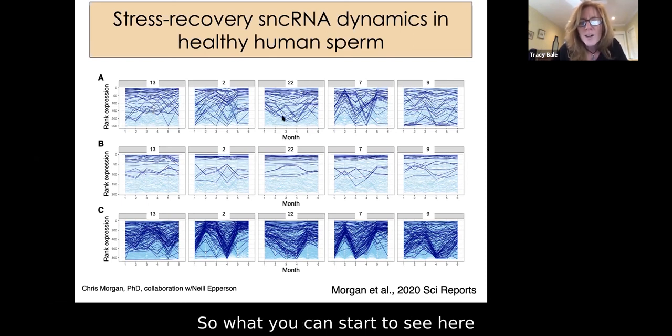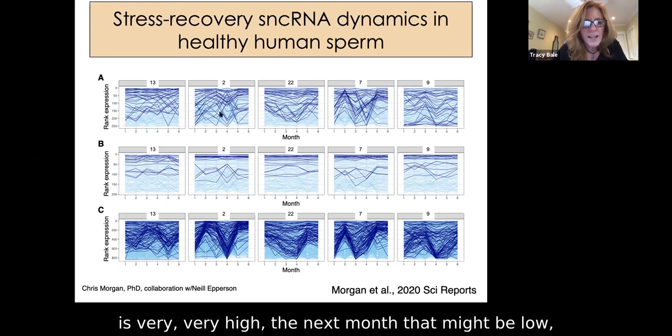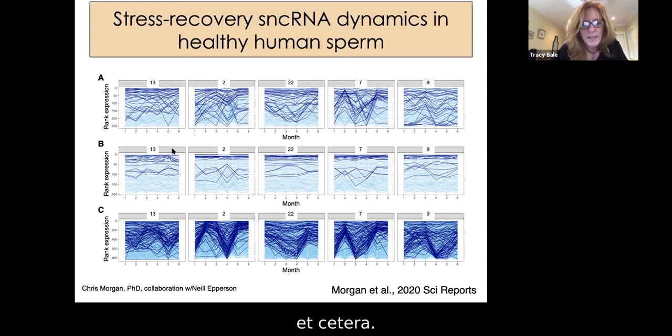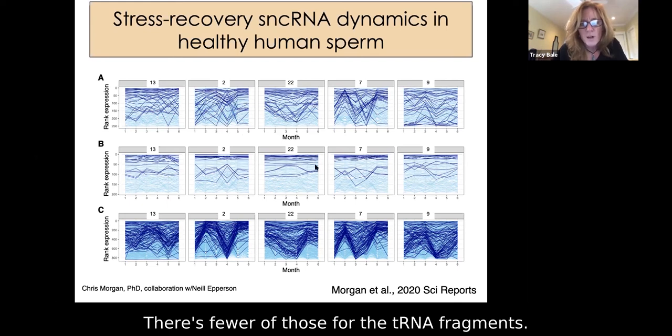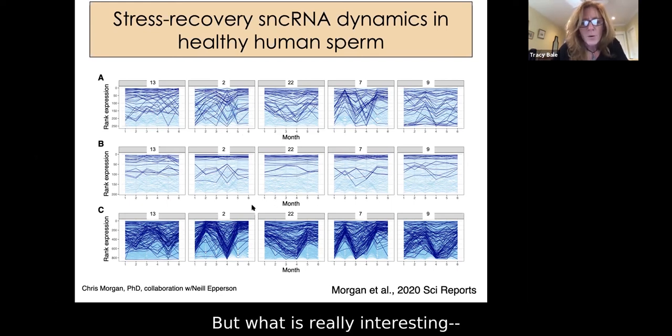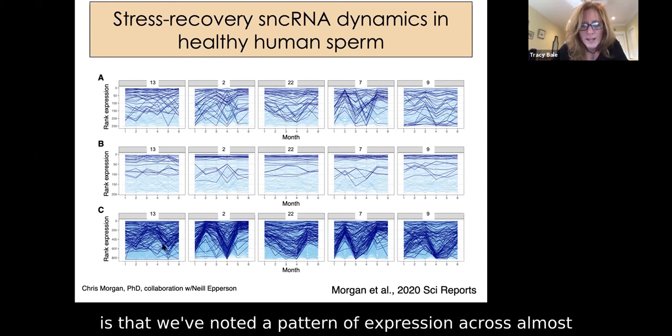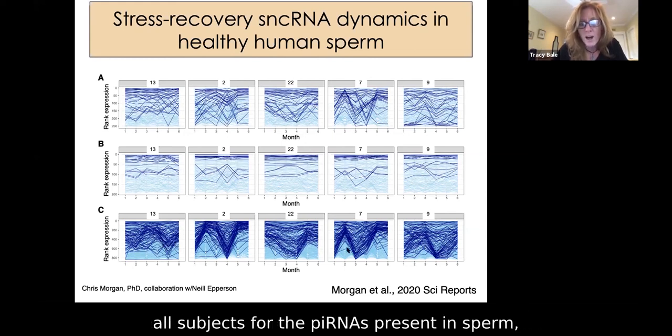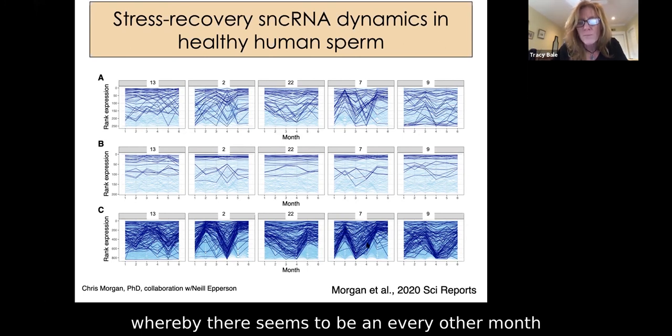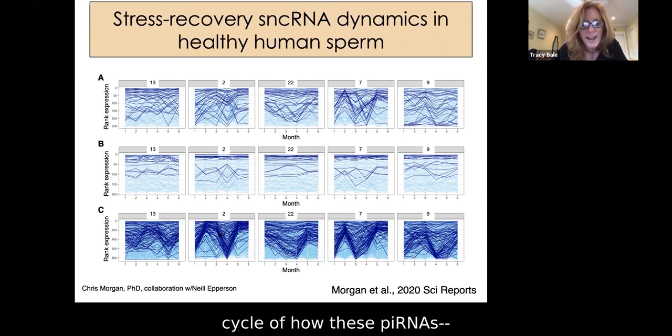Okay, so what you can start to see here is that sometimes there are patterns of dynamic expression. So in a given month where something is very, very high, the next month it might be low, etc. There's fewer of those for the tRNA fragments. But what is really interesting, and I hope you can see here, is that we've noted a pattern of expression across almost all subjects for the piRNAs present in sperm, whereby there seems to be an every other month cycle of how these piRNAs, a large number of them, are being expressed.